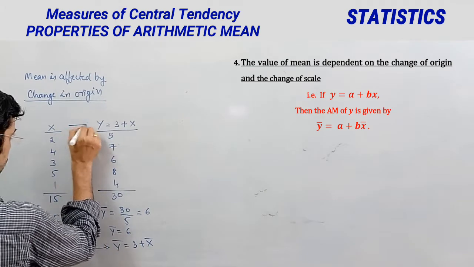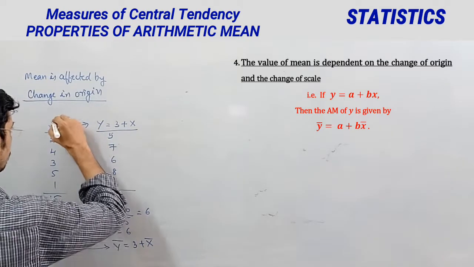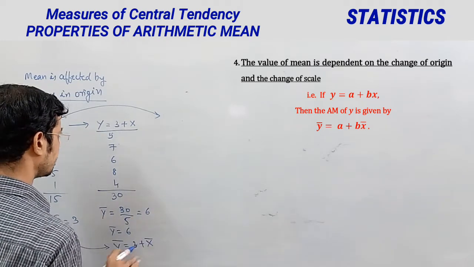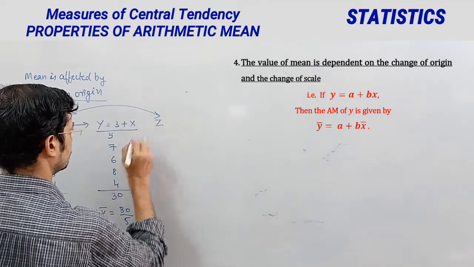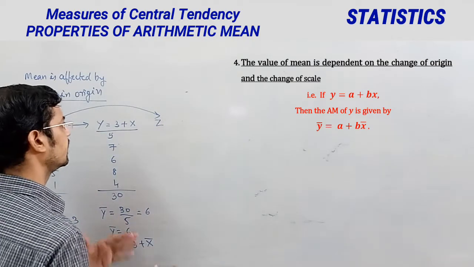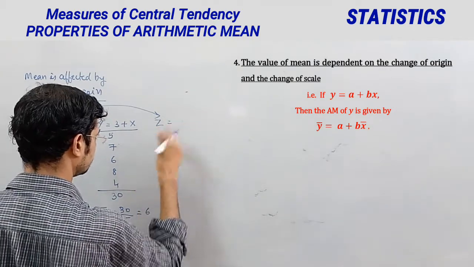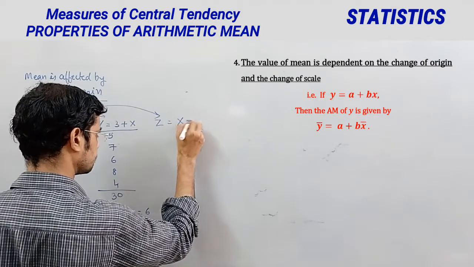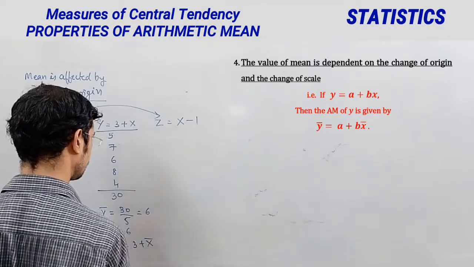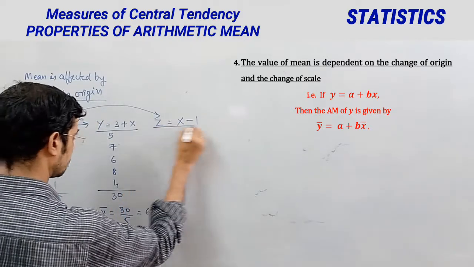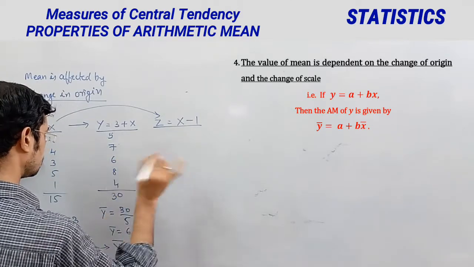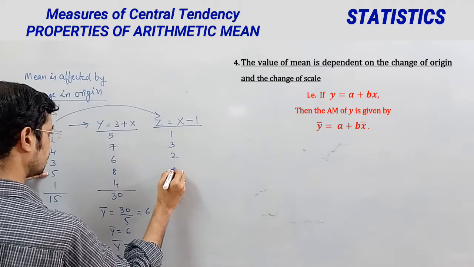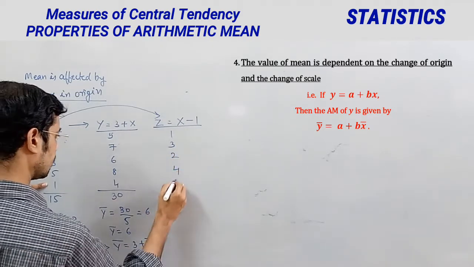Now suppose x is converted to some other variable, let it be z, and instead of adding, I subtract. Suppose z is obtained by taking x minus 1. I am subtracting 1 from each of the observations. So 2 minus 1 will be 1, 4 minus 1 will be 3, 3 minus 1 will be 2, 5 minus 1 equal to 4, and 1 minus 1 equal to 0.